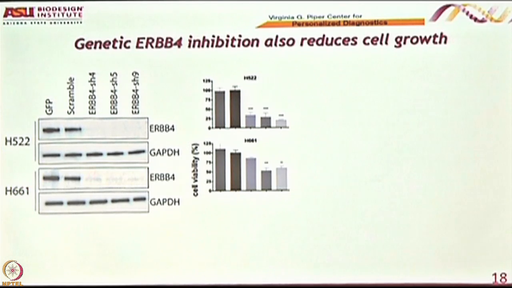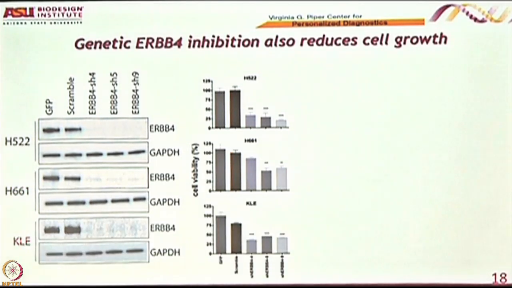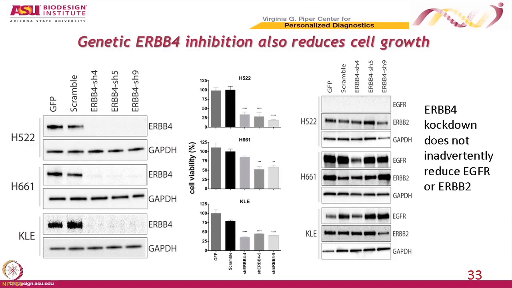Here's another cell line, knock down ERBB4. Once again, you see reduced cell growth. Here's yet another cell line, knock it down. Once again, you see reduced cell growth. So knocking down ERBB4 by itself, using three different shRNAs in each case, is sufficient to reduce cell growth. So we felt like we had pretty significantly demonstrated that this cell growth inhibition was due to ERBB4 inhibition.